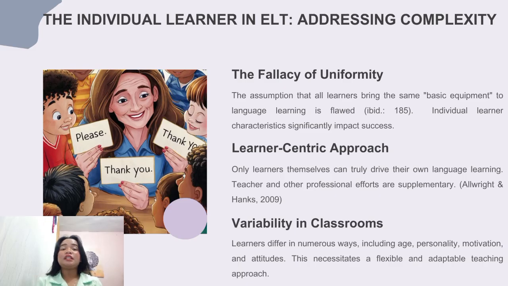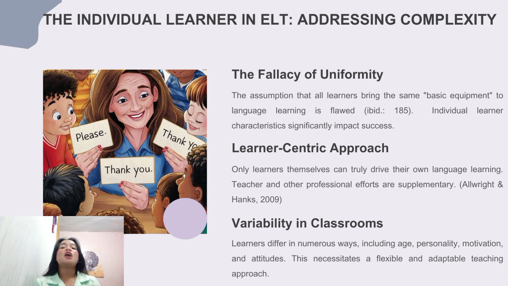The individual learner in ELT: addressing complexity. The fallacy of uniformity. The assumption that all learners bring the same basic equipment to language learning is flawed. Individual learner characteristics significantly impact success. Learner centric approach: only learners themselves can truly drive their own language learning. Teacher and other professional efforts are supplementary.